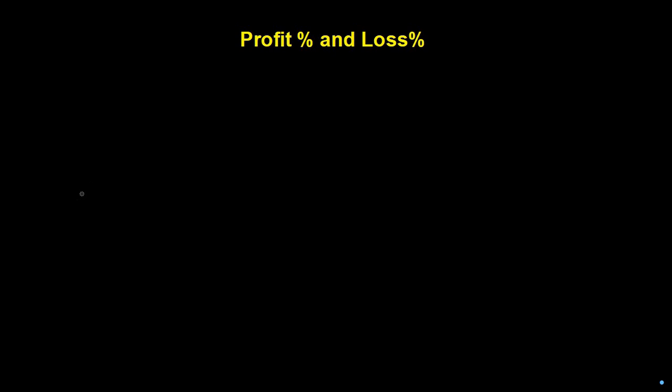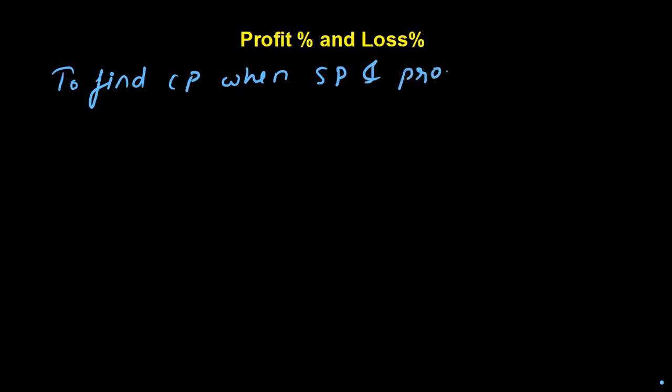In the previous example, we have seen when CP was given and profit percentage was given, we found out the SP, selling price. Now I will tell you how to do the same thing with the formula. There are formulas to find out CP. So to find CP when SP and profit percentage or loss percentage is given.